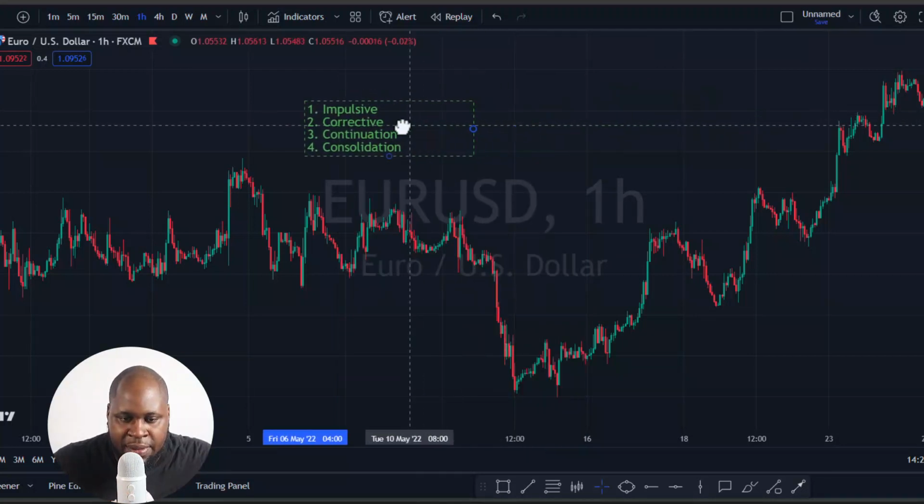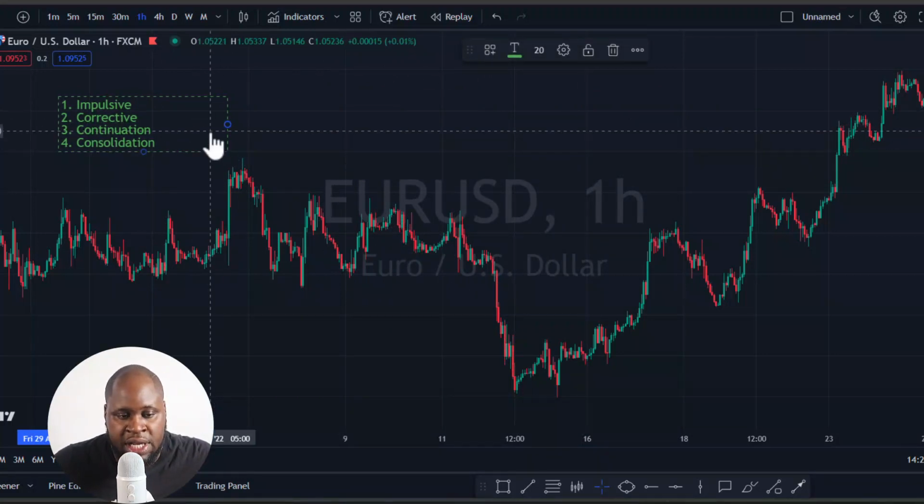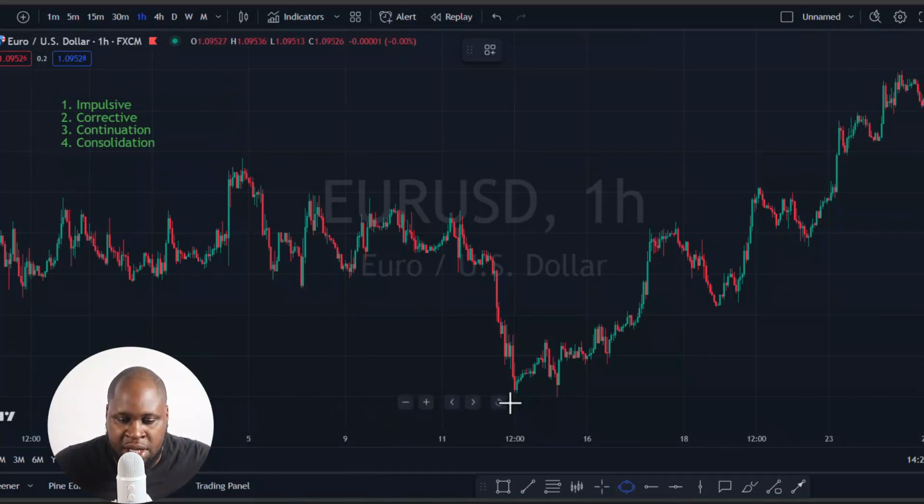All right, so we've established that these are the 4 ways that the market moves. Market moves impulsively, correctively, it moves in continuations, and it moves in consolidations. Now, what we want to do is identify these different types of movements on the charts so that each time we're looking at the charts, we'll be able to identify what specific phase it's in, all right? So let's start with this particular area right over here.